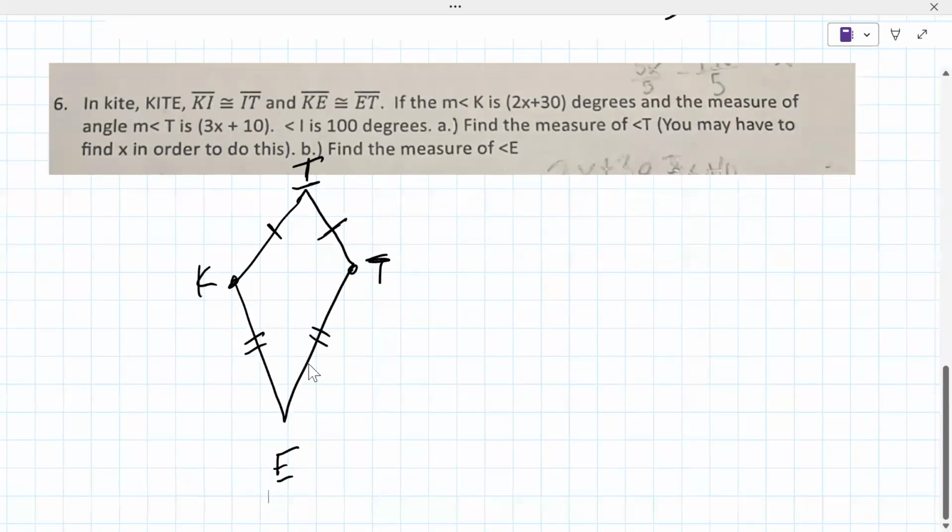You could label it another way too. We're just showing that you look at the congruency markings and that's how you label it. These are the hardest to draw.